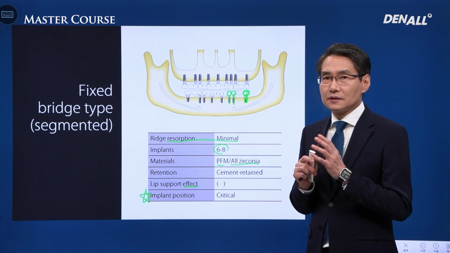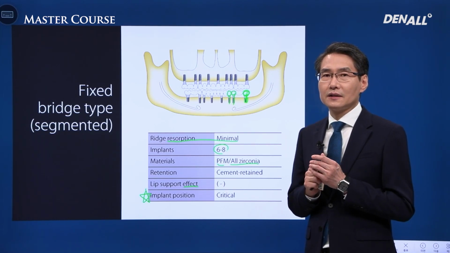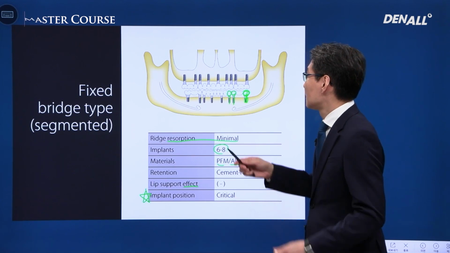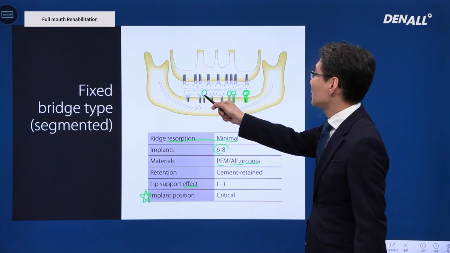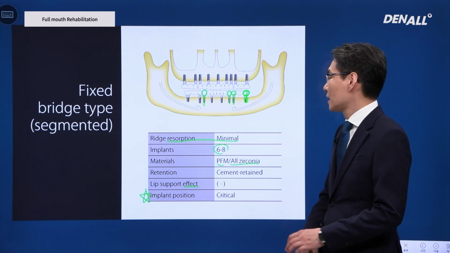In this case, you can place implants freehand, but if you utilize guide systems like One Guide, you'll be able to place the implant in a top-down way in a much easier manner.